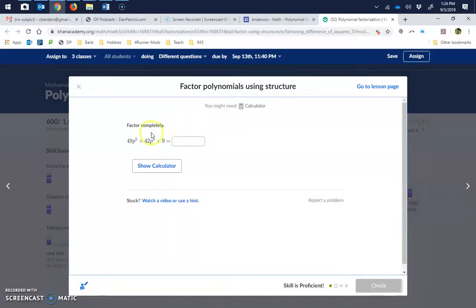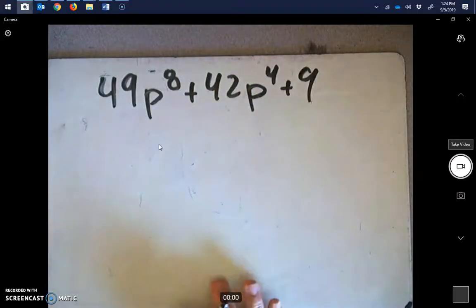So 49p8 plus 42p4 plus 9. So first thing we want to do is see if we can factor anything out of all of these. 2 does not go into 49. And 3 does not go into 49 as well. So we cannot, and then 9 does not go into either 42 or 49. So we cannot factor a number out of all of them.